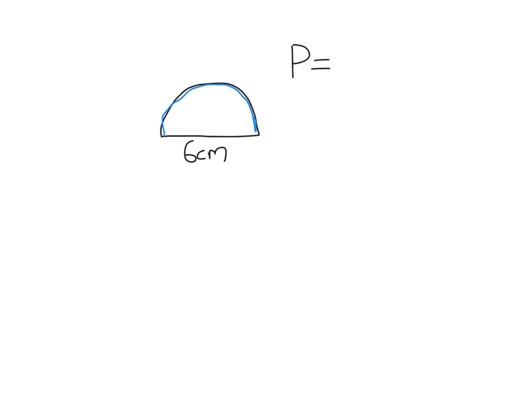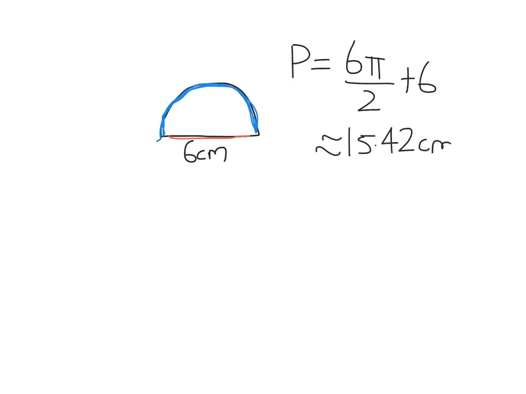So the way we find the perimeter or circumference of a circle is we multiply the diameter times pi. Now because this is half a circle, we need to divide by 2. But that just gives us this blue length here. We also need to include this side here. So we need to add 6 to our answer. So to 2 decimal places, that's about 15.42, and of course, perimeter is always in units of length. So let's now look at the area. So if I want to find the area, remember it's pi times radius squared.